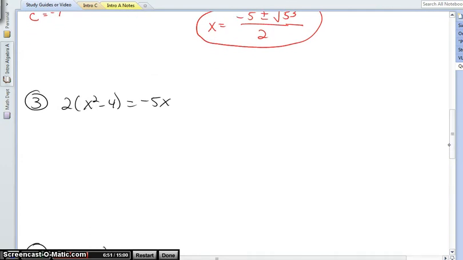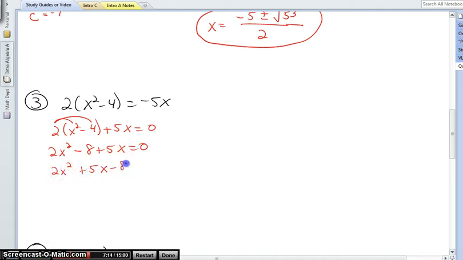My next one, I have to get it equal to 0 first. So I want to add the 5x. I need to distribute the 2 so I can figure out what. And I need to reorder these, right? Because remember, the a value is in front of the x squared, the b value is in front of the x, and the c value is the constant term. Quadratic formula is the opposite of b plus or minus the square root of b squared minus 4ac all over 2a.